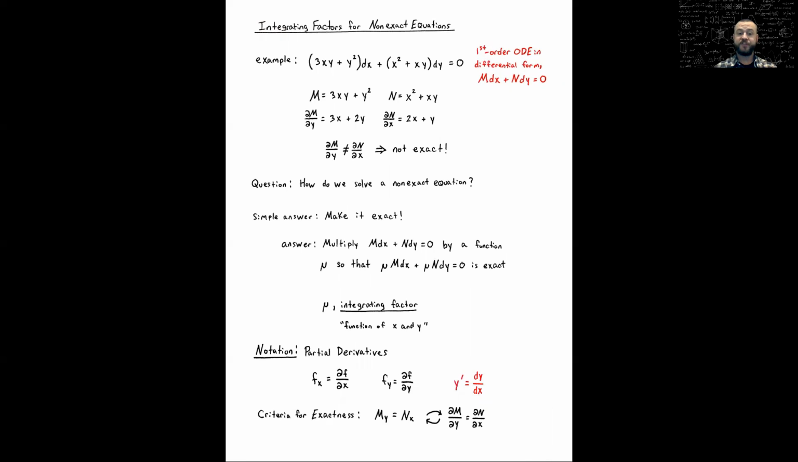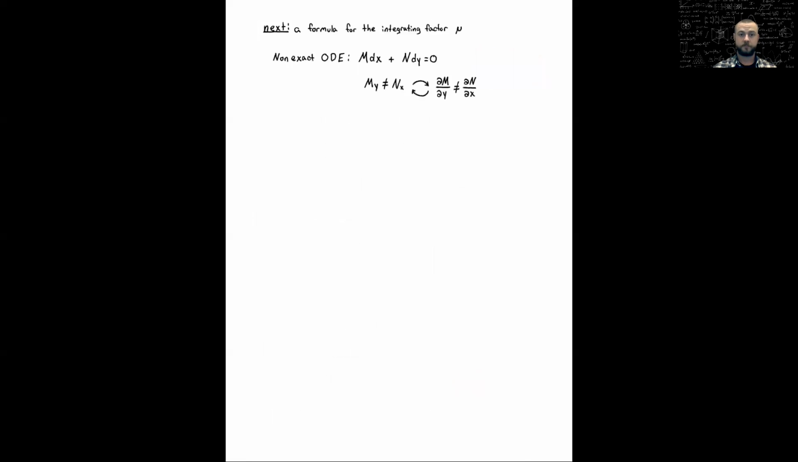All right, we'll also translate our criteria for exactness from the previous partial differential notation on the right to this slightly more convenient shorthand notation for partial derivatives. All right, when you're ready, let's proceed. We're going to figure out and derive basically a formula for mu.